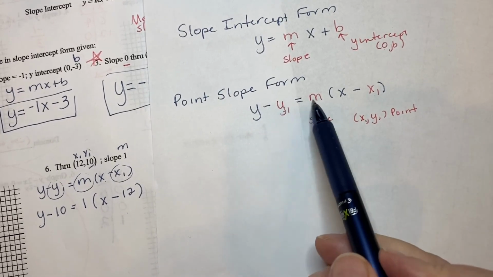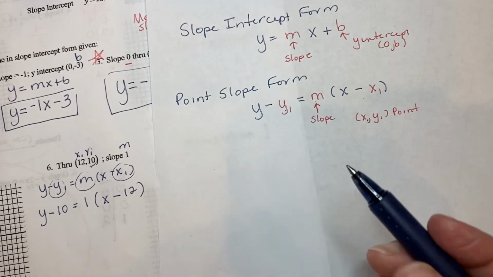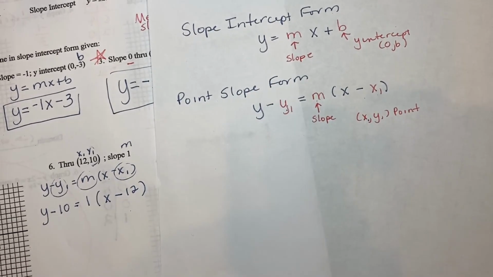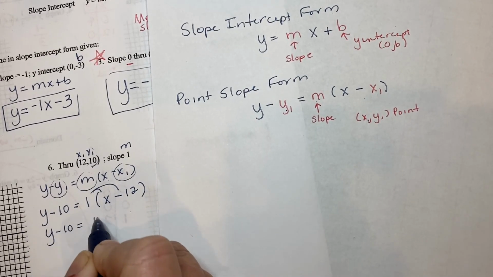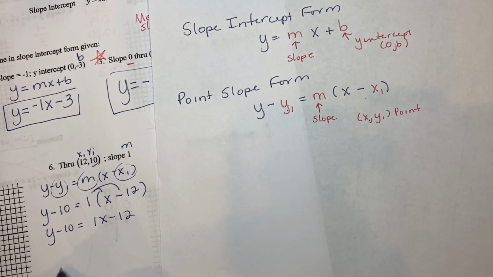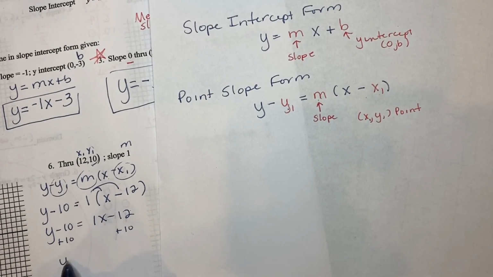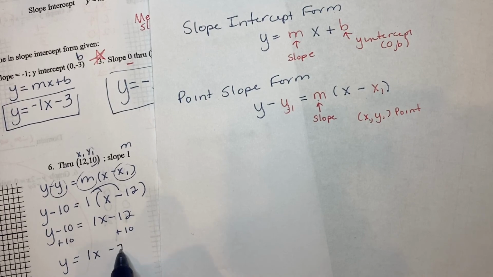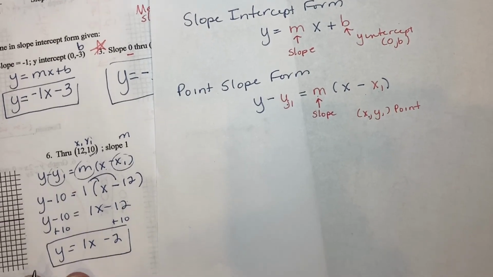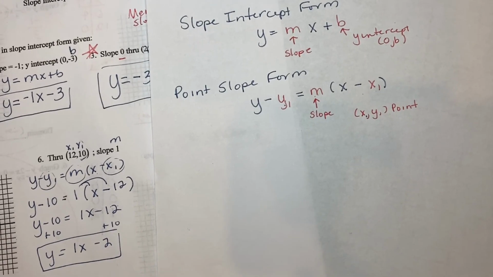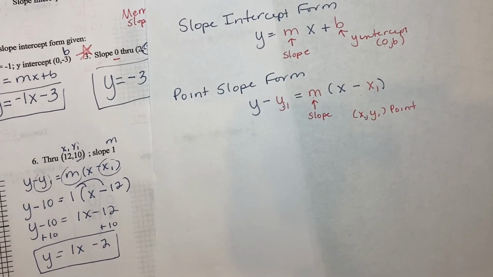So you plug in those 3 places, and then you want it to look like this one up here. So we're just going to go through and solve. We're going to distribute our 1. So y minus 10 equals 1x minus 12. And then to get y by itself, I just need to move the 10 over. So y equals 1x minus 2. And there's my equation of the line. So you just plug it in and solve until you get it in y equals mx plus b form.